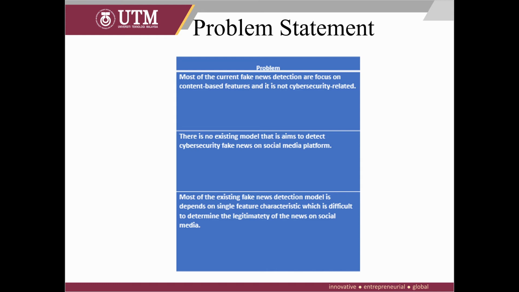And the third one, the existing fake news detection models depend on only a single feature characteristic, which makes it difficult to determine the legitimacy of the news on social media.